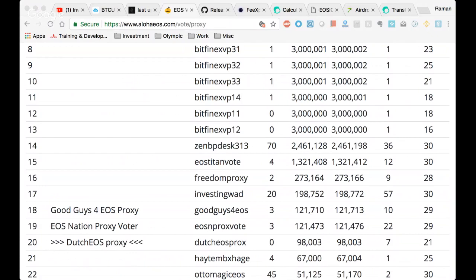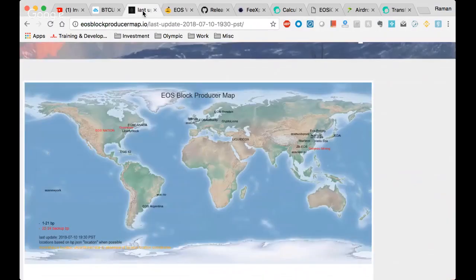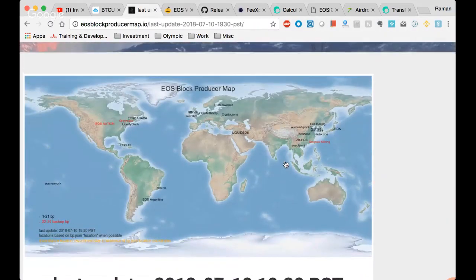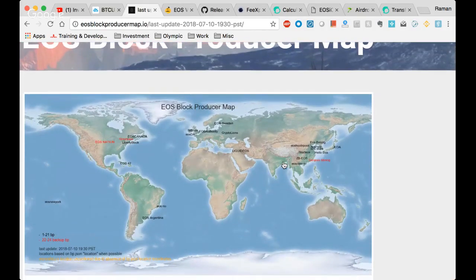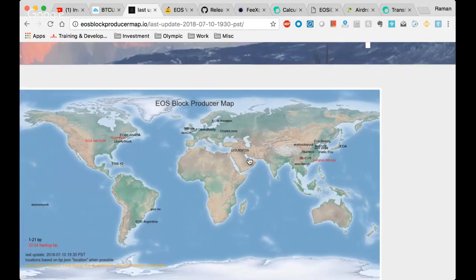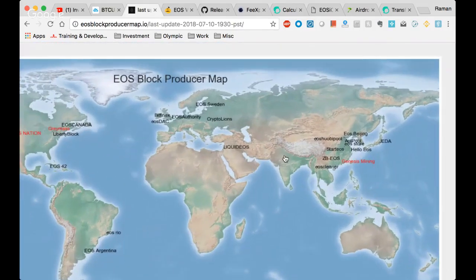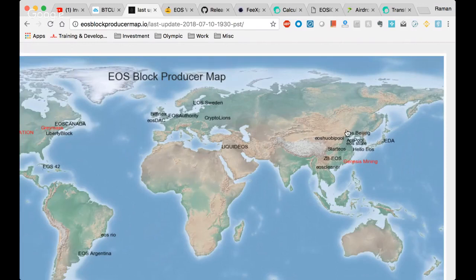And I think the goal here is that we want to be asking questions to block producers. So let me give you one example. This is a block producer map, which we refreshed recently. And this is a very good tool. It's called EOS block producer map.io. You can have a look. And if we zoom in, you see a big chunk of BPs in China. Many of them are good BPs, so I'm not questioning everybody.